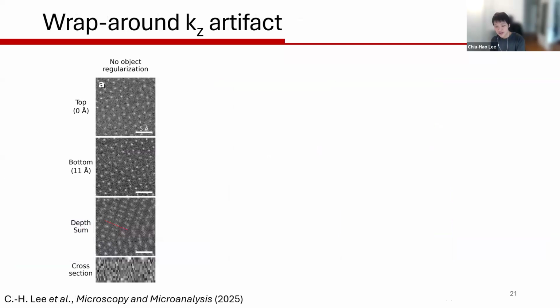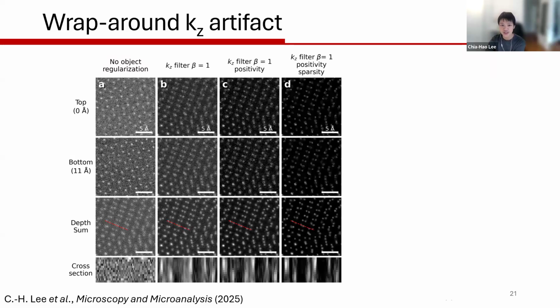Another common artifact, which I believe most people have probably encountered, is a wraparound artifact in the Z dimension. Back in 2021, when we were doing multi-slice electron ptychography, we needed to apply the so-called missing wedge regularization, or the KZ or arctangent regularization. Essentially, it is clipping, removing the KZ information in the object Fourier transform. If you don't do that, you don't actually get a reconstruction done, so everything is very noisy. If you start applying this KZ filter, you start getting something reasonable.